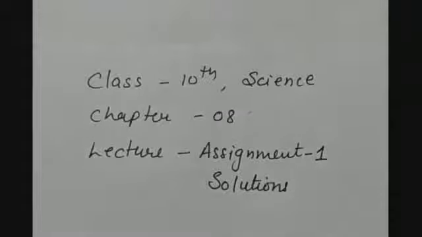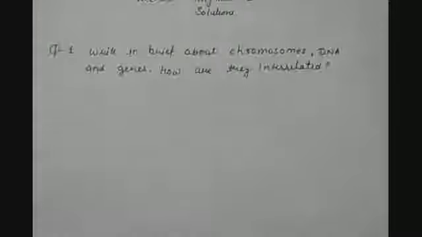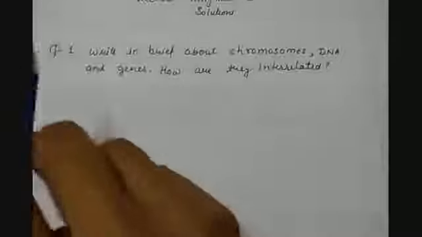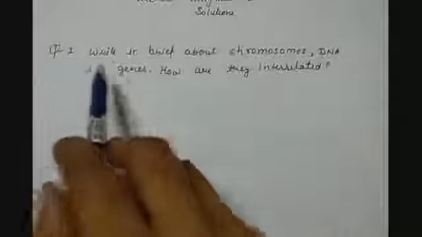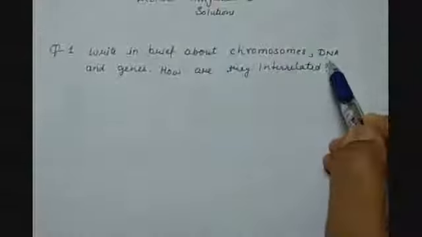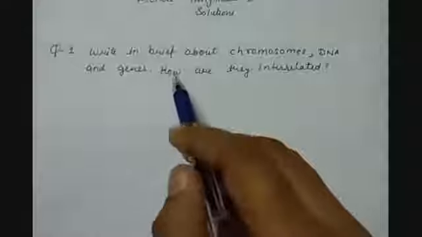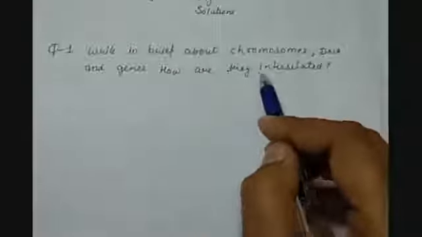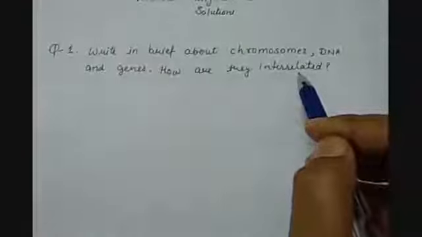This video is for class 10 subject science chapter number 8, that is how do organisms reproduce, and this lecture is regarding the assignment 1 solutions. So children, the post text assignment that was given to you was having question number 1 as write in brief about chromosomes, DNA and genes, and how are they interrelated? This also to be told.